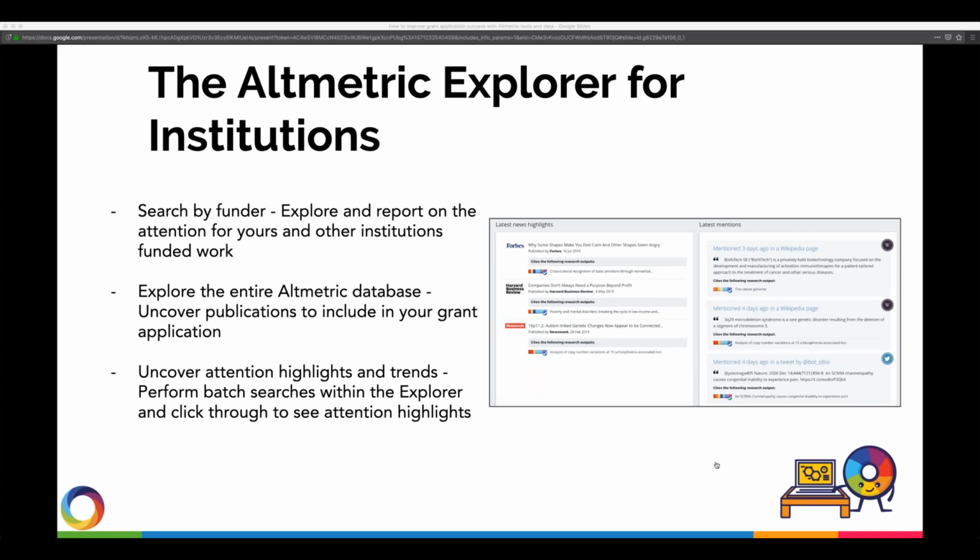Finally, last point, you can also do batch searches for publications and report on things like attention highlights with just one click. That is a screenshot from the Explorer where you can see things like the most mentioned outputs, where and by whom your research is being most mentioned, latest news mentions, and things like Twitter demographics for where your research is mentioned. And that's all viewable in just one click with the Explorer.